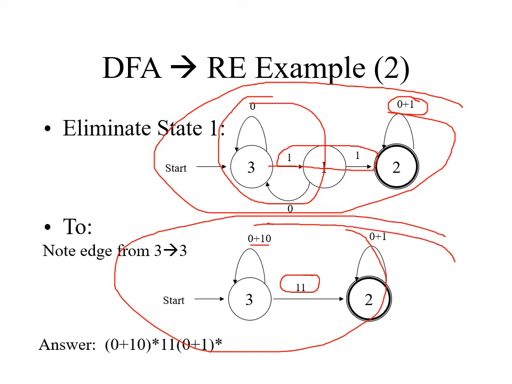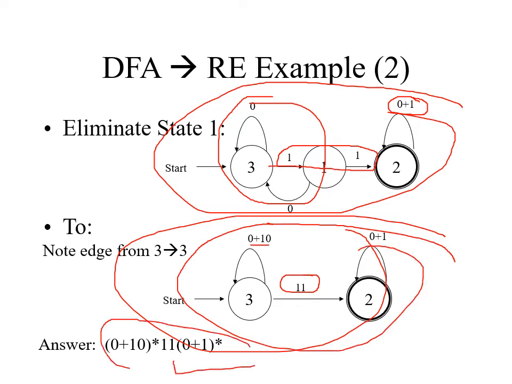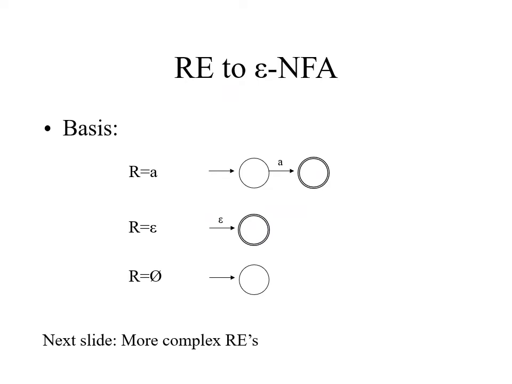Now further if we reduce this, then we get this answer: 0 plus 1 whole star, concatenation 1 1, concatenation 0 plus 1 whole star. So that is how we can obtain a regular expression from a given finite automata. Right, these are some examples.